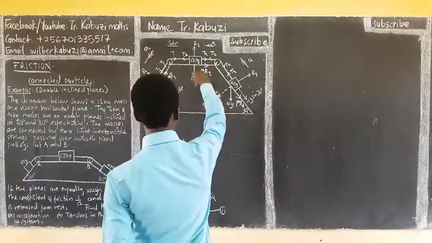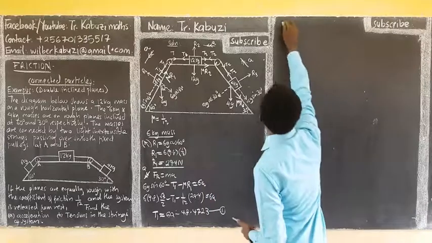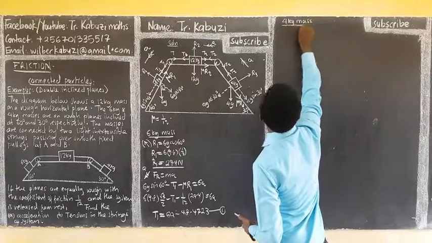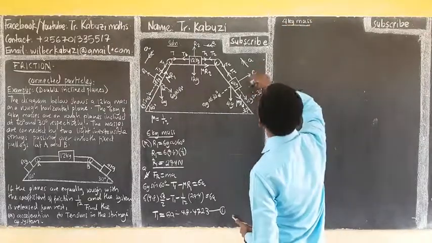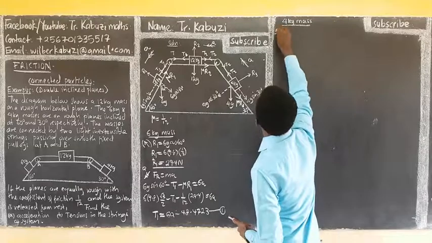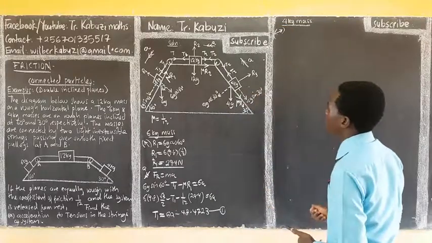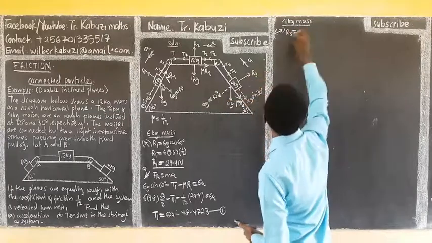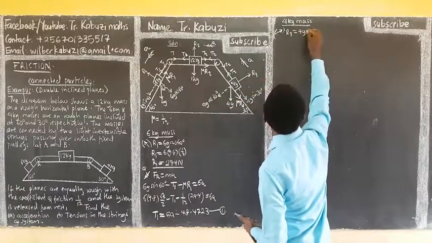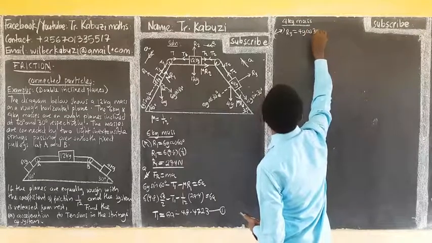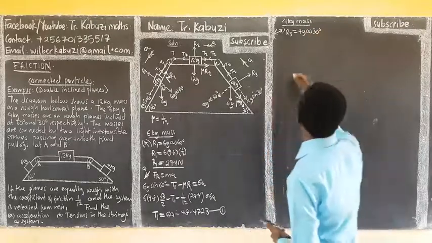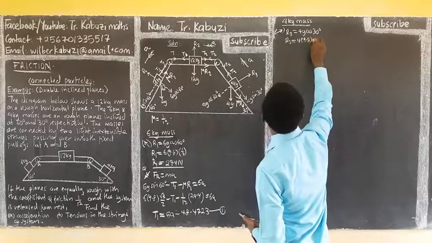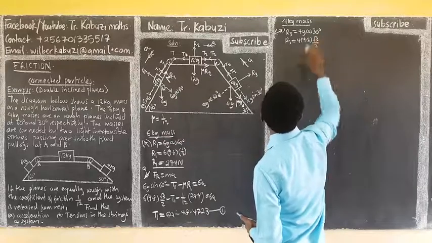Now, let us consider the 4 kilogram mass. First of all, I resolve the forces which are perpendicular to the plane. So I have my R3 equaling 4g cos 30 degrees. From here, my R3 will be 4 into 9.8, then root 3 over 2, because cos 30 is that.